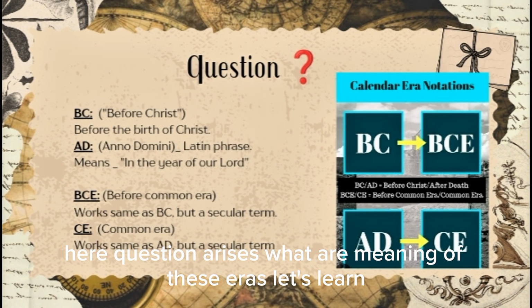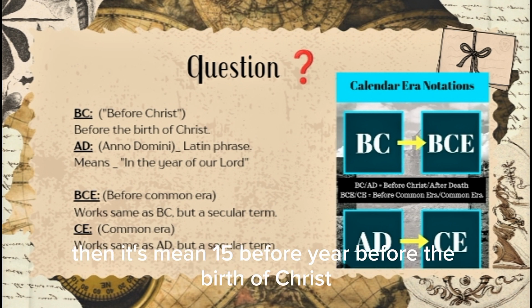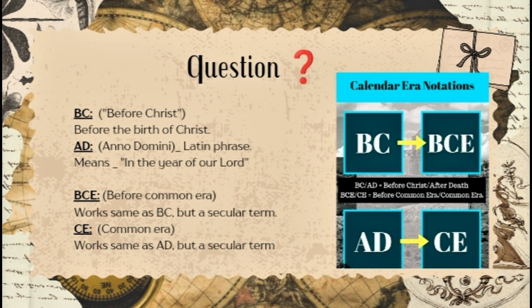Here the question arises, what are the meanings of these eras? Let's learn. BC stands for Before Christ. It denotes the years before the birth of Jesus. For example, if I am saying 1500 BC, then it means 1500 years before the birth of Christ. AD stands for Anno Domini. It denotes the years after the birth of Jesus. Anno Domini comes from the Latin phrase which means in the year of our Lord.